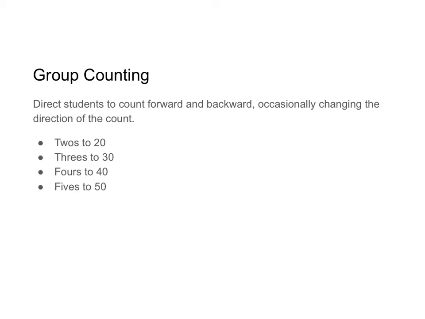Let's stop there and go forward again from 6. 6, 9, 12, 15, 18, 21, 24. Let's stop right there and go backwards from 24. 24, 21, 18, 15, 12. Now let's go forward from 12. 12, 15, 18, 21, 24, 27, 30.